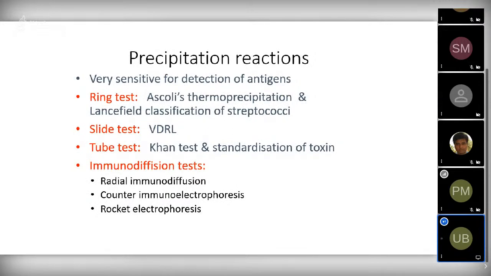Okay, so this is mainly based upon the surface component of the streptococci, where we do this Lancefield classification.